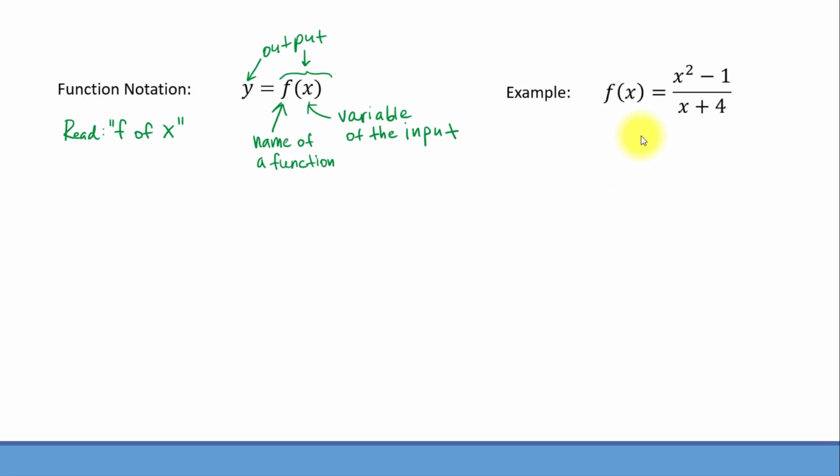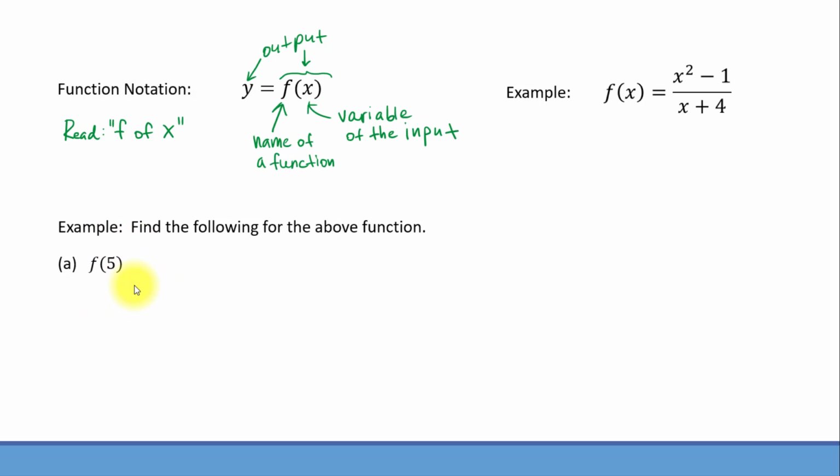And here's an example. Function f of x, f is the name of this function, equals x squared minus 1 over x plus 4. And we already know that this expression tells us how to get an output for each given input. Let's do a few examples to practice the function notation. In this example, it says find the following for the above function. So that's the function that we're going to use. And what we need to find is this.